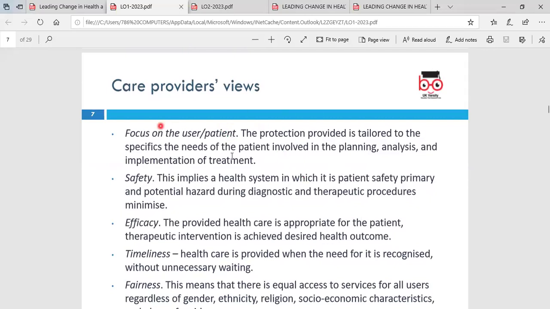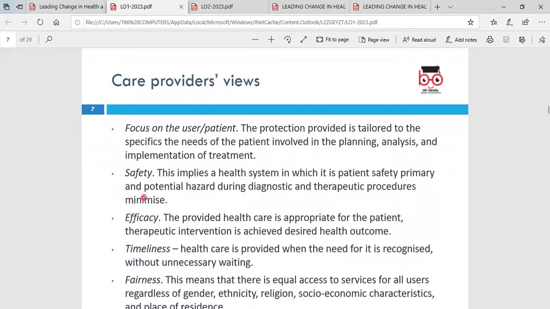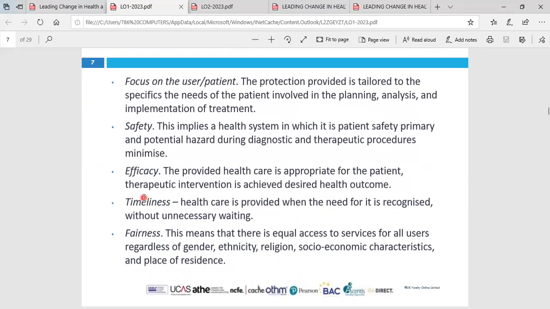So when you're talking about care providers' views, you focus on the user or the patient. You talk about safety: whether the patient felt safe within the premises, whether there was any hazard that they identified, or whether you identified any hazard during diagnostic or therapeutic procedures. Then efficacy: the healthcare that you're providing, how appropriate is it for the patient?